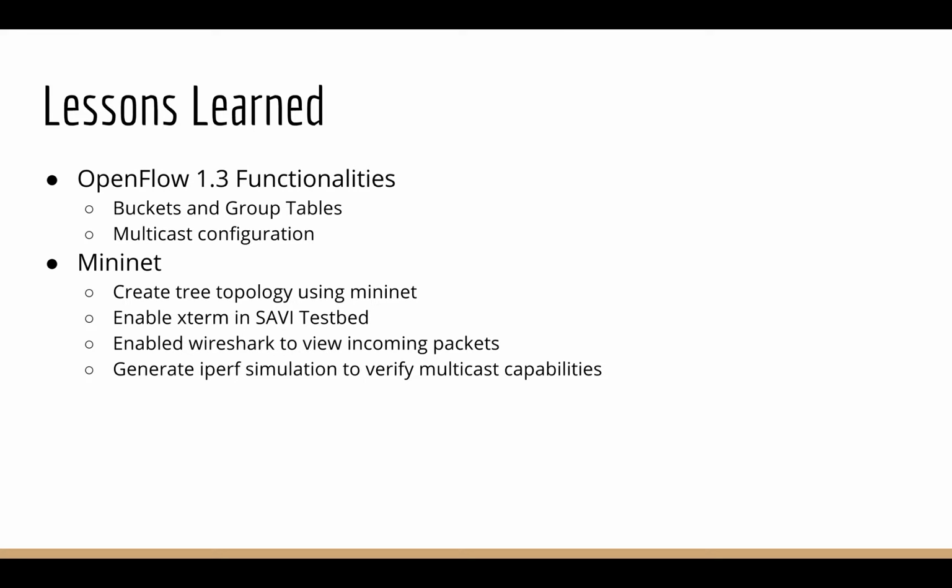So the lessons learned from this project are about the OpenFlow 1.3 functionalities, such as buckets and group tables, as well as a lot of syntax that comes along with designing switch logic with OpenFlow, such as the packet handler and other neat Python functions. Another thing that we also learned was how to design a multicast configuration on OpenFlow. And with Mininet, we also learned a lot of things: how to create a tree topology using Mininet, how to enable the visual terminal on the Savvy testbed, using Wireshark to view incoming packets, and how to send the packets to verify the multicast capabilities, which in our demo we used iPerf to generate UDP packets.